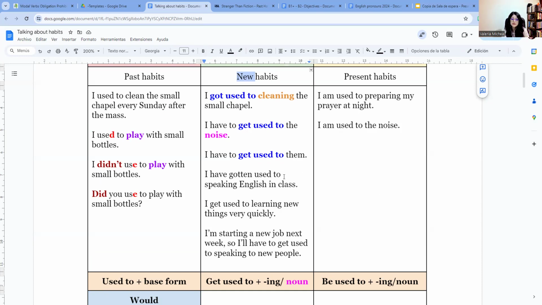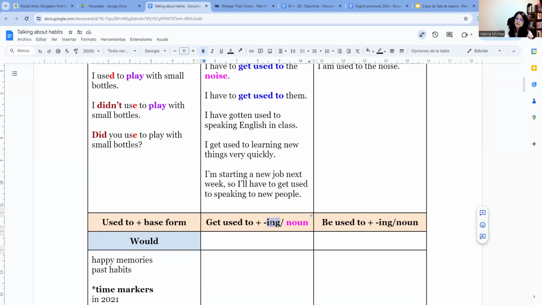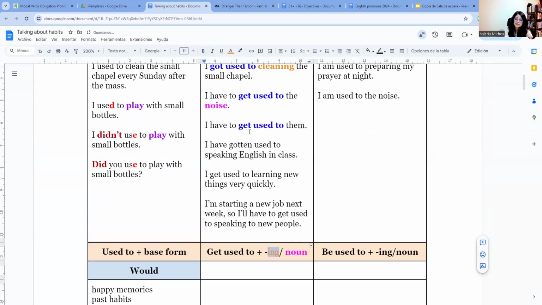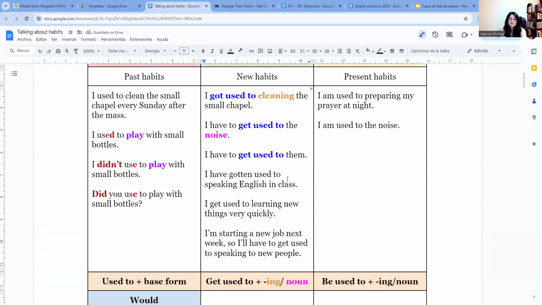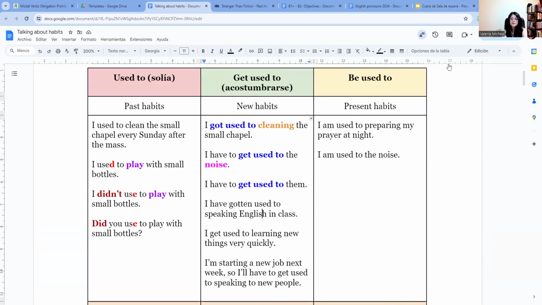All right. So again, remember the ing form, please. That's very important, and that is a big difference between used to and get used to. All right. So this is key. It's definitely key. It's something that we need to keep in mind. Now, the last structure that I want you to pay attention to tonight is be used to.